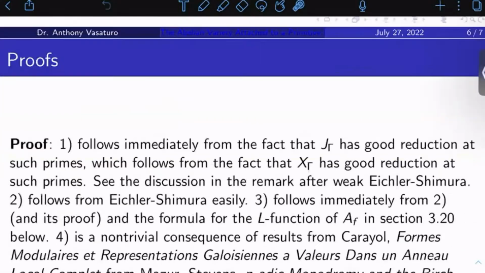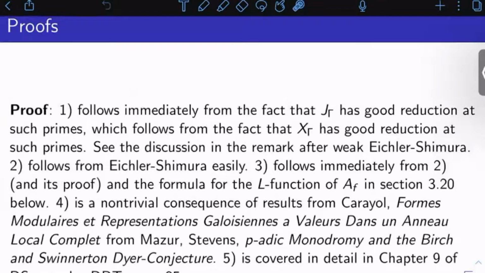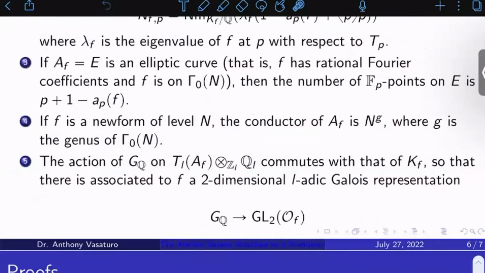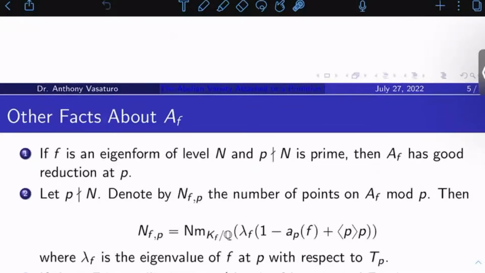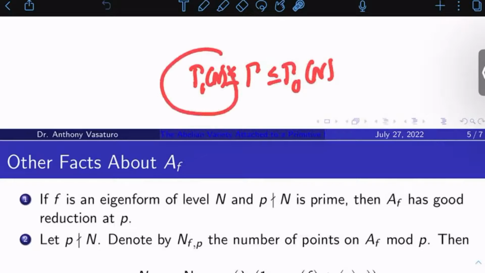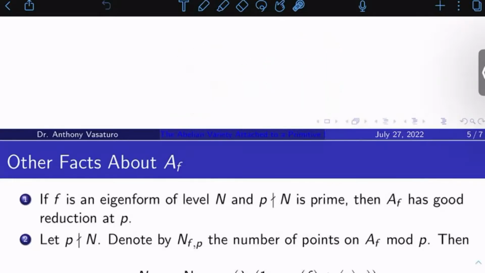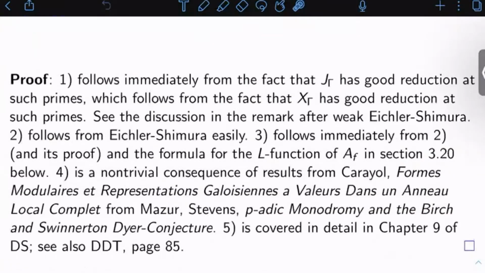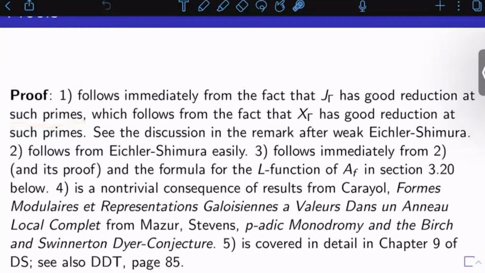Okay, so proofs. 1 basically is just the fact that the Jacobian associated to whatever Gamma that you pick. I didn't say what Gamma is, I guess, but Gamma here is typically just going to be some congruence subgroup that lives between Gamma_1(N) and Gamma_0(N). And it typically will just be one of Gamma_1(N) or Gamma_0(N). In fact, I would say even more typically, it's just Gamma_0(N). Okay. But the Jacobian of the Gamma that you pick has good reduction at the primes in question, primes p that aren't dividing N. And that follows from the fact that the modular curve X_Gamma has good reduction at those primes, which we already talked about a while ago.